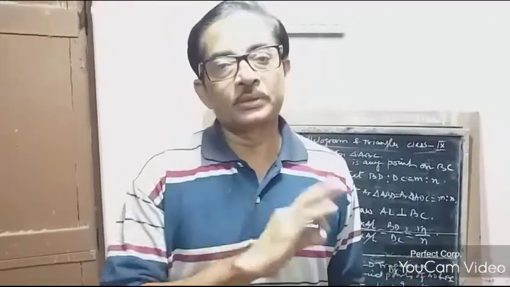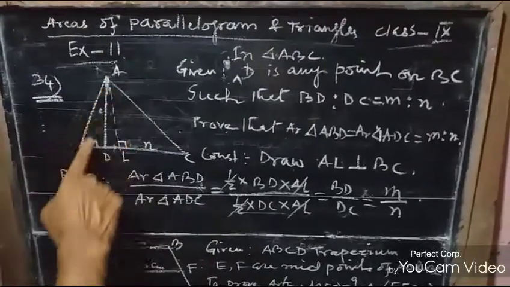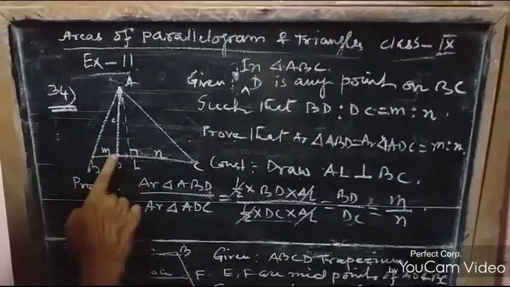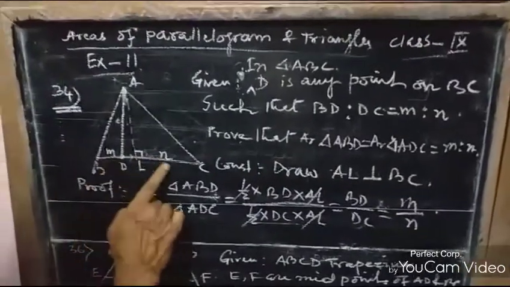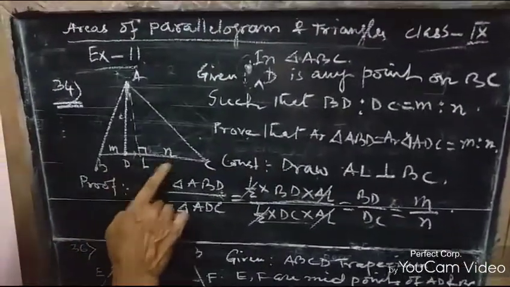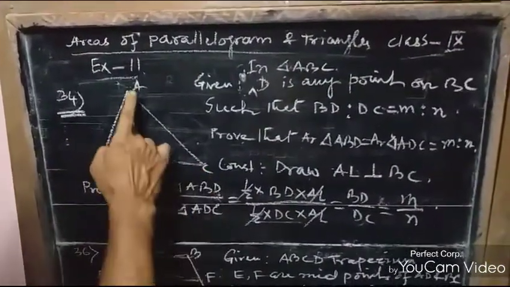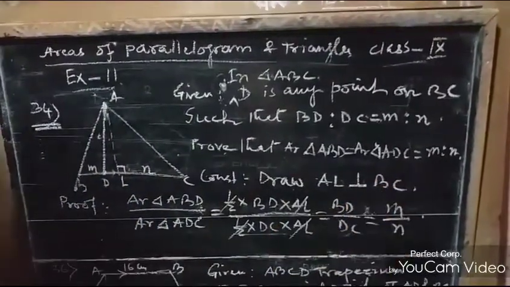Today we are just going to solve some more problems from the same theorem, that is on area of the parallelograms and triangles. See, in this problem it is given ABC is a triangle where D is any point on the base BC, which divides BC into n:n ratio. We need to find out the ratio of area of ABD and the area of ADC. It will be also n:n.